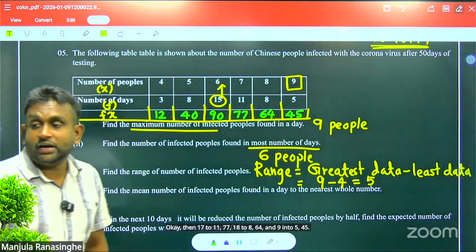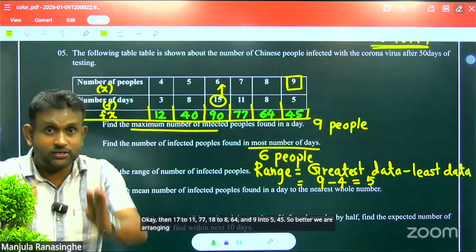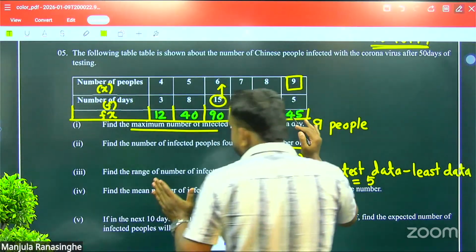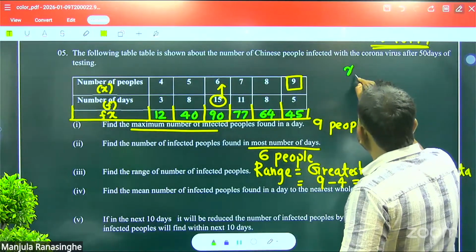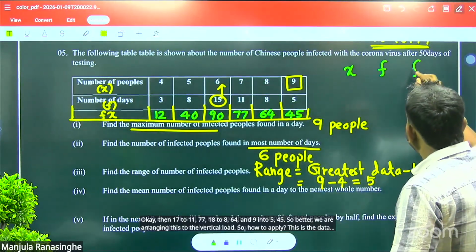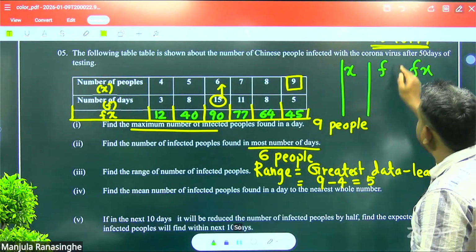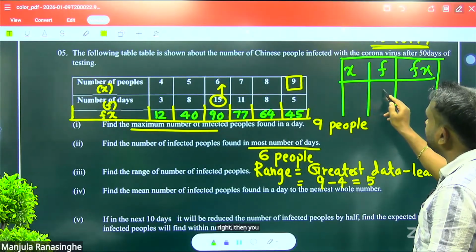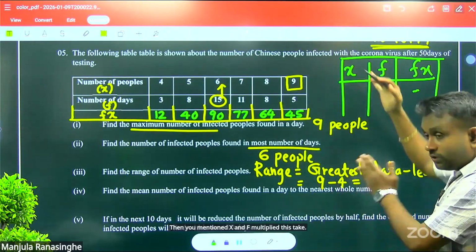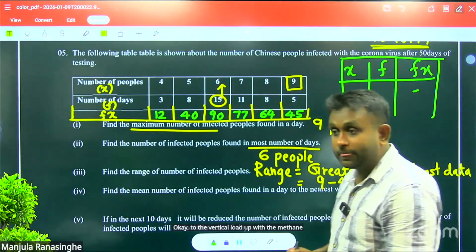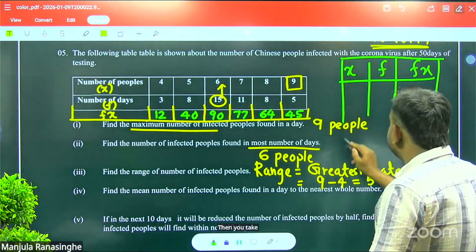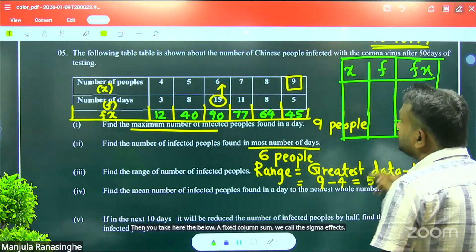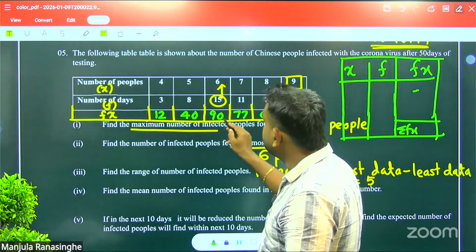It is better to arrange this in vertical order. How do we arrange the columns when finding the mean? Here are the three columns. This will definitely come in the exam. This is the data x, then the frequency f, then fx. These are the 3 headings of the columns. Then you multiply x and f and write it in the column. Then you take the sum of the fx column below. We call this sigma fx. We take the total of all of these.